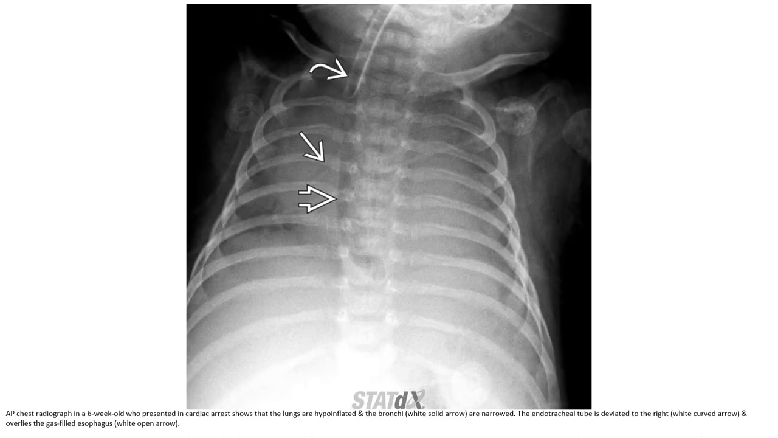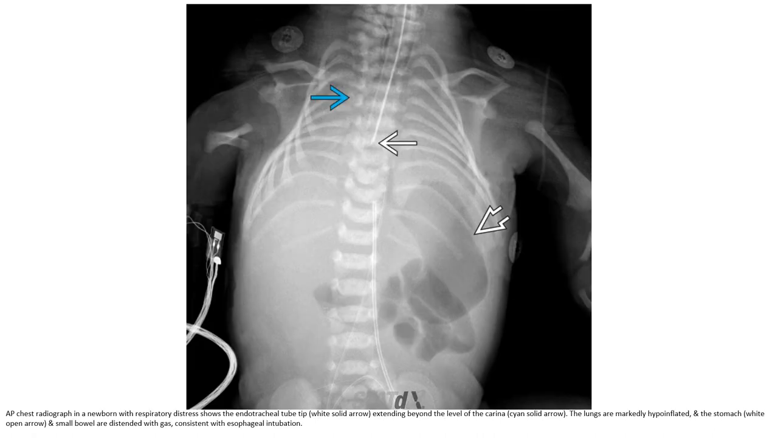A radiograph in a six year old who presented with respiratory distress: the lungs are hyperinflated and the bronchi are narrow. The endotracheal tube is deviated to the right and overlies the esophagus. A radiograph in a newborn with respiratory distress: the endotracheal tube tip is standing beyond the level of the carina. The lungs are markedly hypoinflated, and the stomach and small bowel are distended, consistent with esophageal intubation.